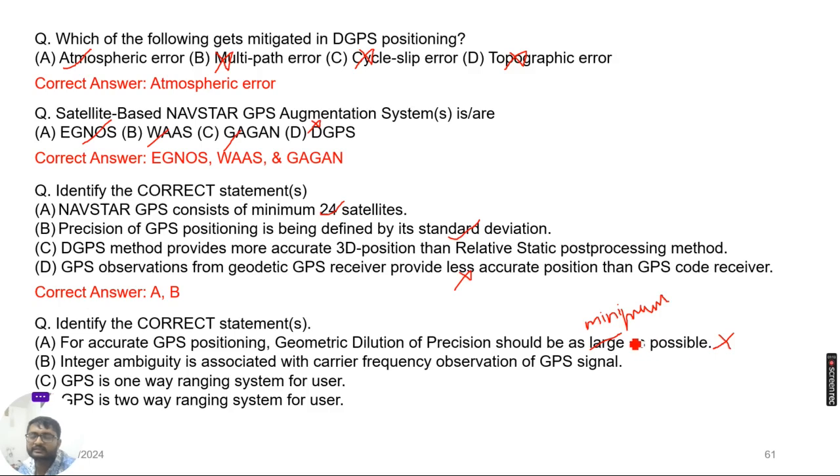Then the second one is the integer ambiguity is associated with the carrier frequency. So we learned that it is related with the carrier only, not the code pseudo range. So that is true. Then GPS is a one-way ranging system. So we know that for the user it is one-way, but between control segment and space segment, it is two-way. So if we talk about the user, then it is one-way. So that is also wrong, and this one is right. So the correct option will be B and C.